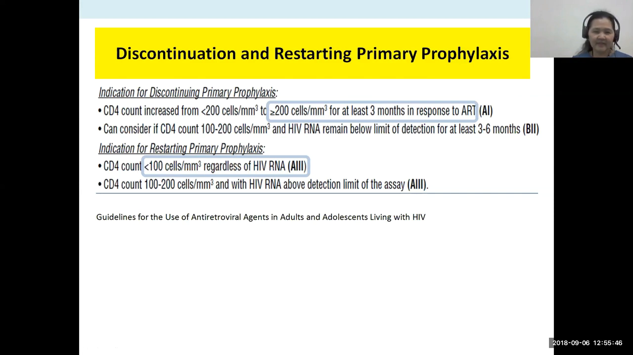Okay. Meron such a thing as discontinuation. Okay. So, kailan mo di-discontinue? So, pagka tumaas na yung CD4 on next check, the CD4s are already more than 200 for at least 3 months, then you can advise the patient to stop the co-tri. Okay.